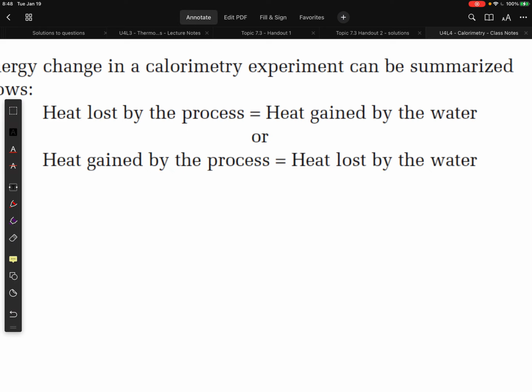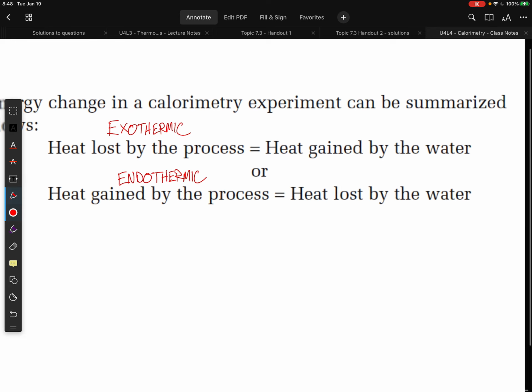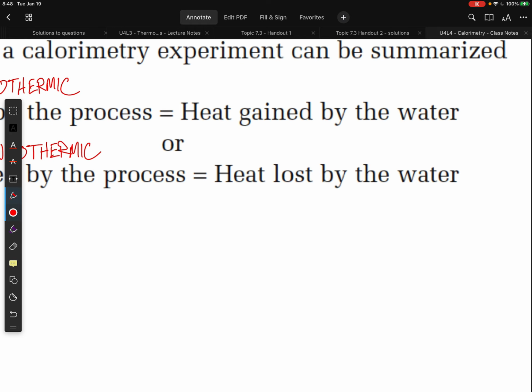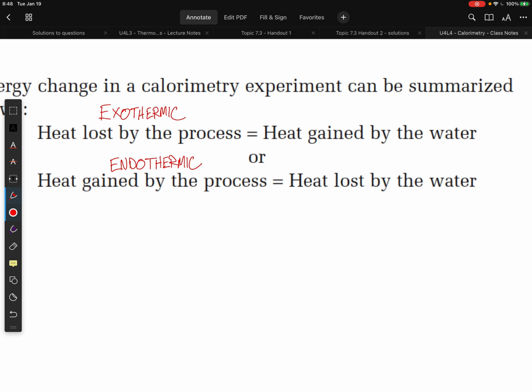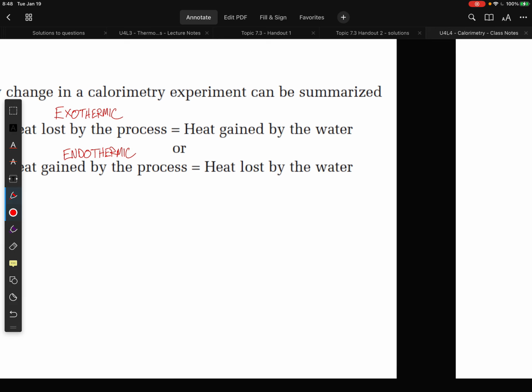Okay, so let's be very explicit. So this would be exothermic. And this would be endothermic. Okay, the water gaining heat, that's going to be endothermic. The water losing heat, that will be exothermic, okay?